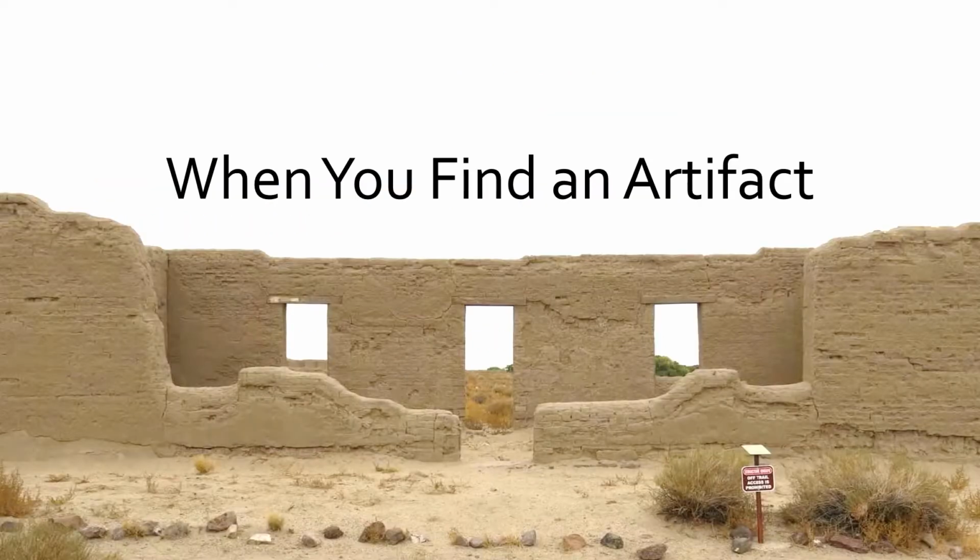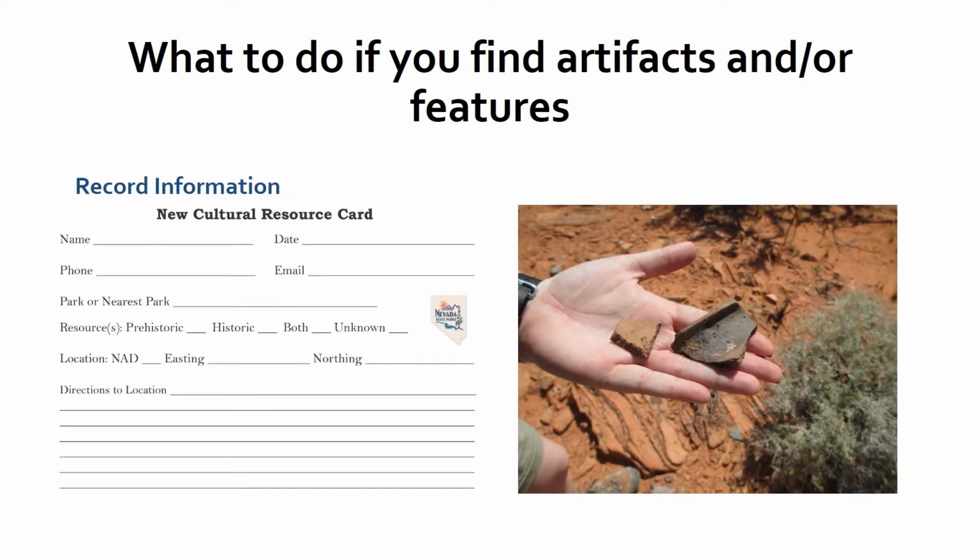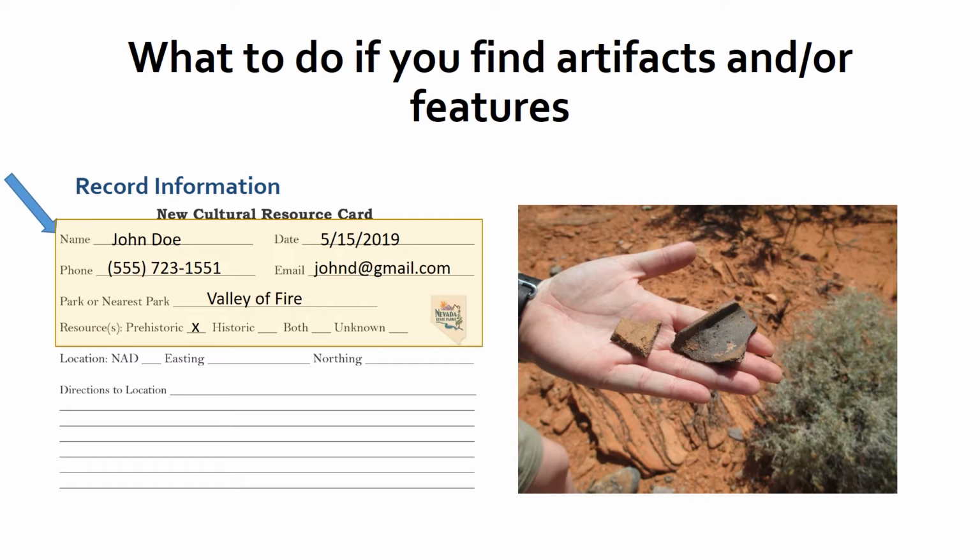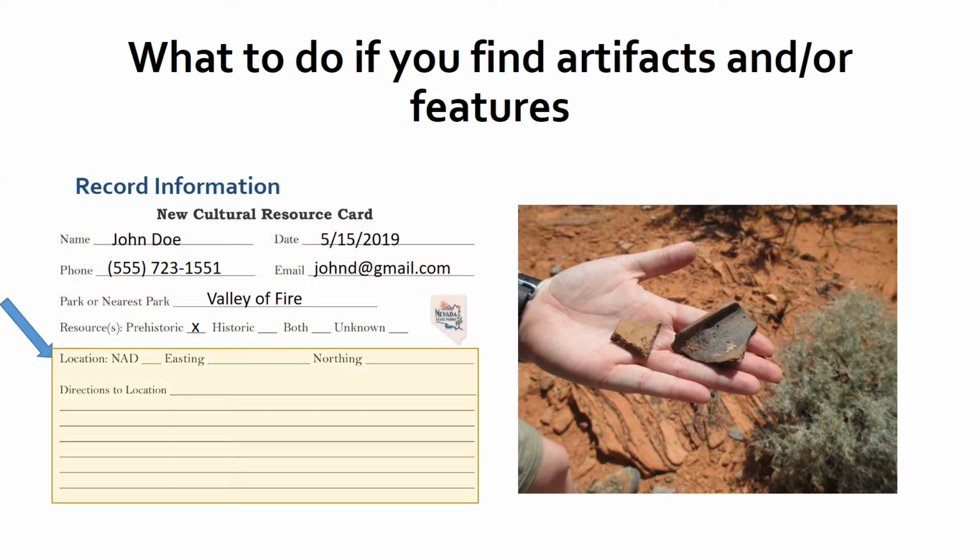Now, what are you to do if you find artifacts or features? We have a new cultural resource card that we'd like you to fill out. The top portion asks for your name, date, a phone number to reach you, email, the nearest park, so more than likely the park that you're working at, and if you can identify that the resource is prehistoric, historic, or if you don't know. If you happen to use a GPS, we ask for the location information and the directions to the location. So even if you're not using a GPS, you can still fill out detailed directions.